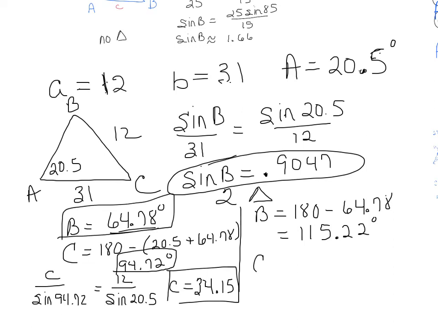Okay, we can find angle C over here. We'd have 180 minus 115.22 plus 20.5. So C equals 44, is it 44.28? Okay, and then you can find side C the same way you did before.